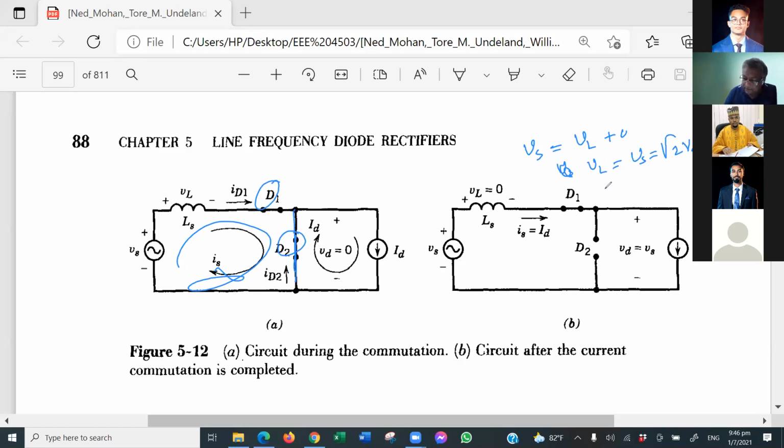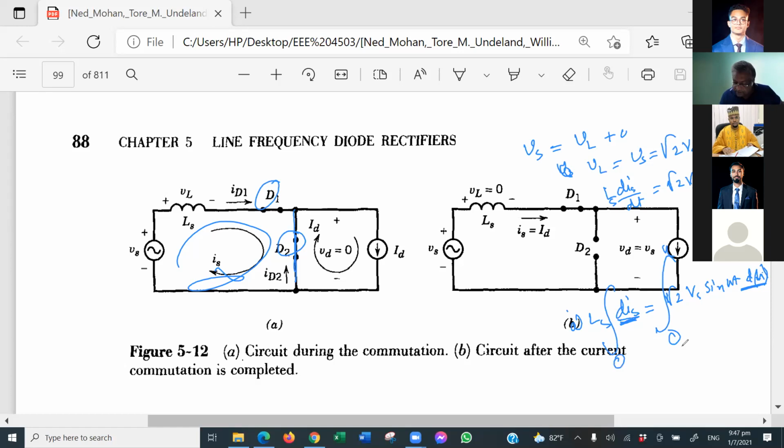And this VL is nothing but LS dIS by dt, equal to √2 VS sine of omega t. Am I correct or not? Then dIS will be your 1 by LS times √2 VS sine of omega t dt. Then we are multiplying both sides by omega, so we can write this as d omega t. Now we are integrating here. So you will integrate between 0 to u because the variable is now the angle. Here, what is the operator?